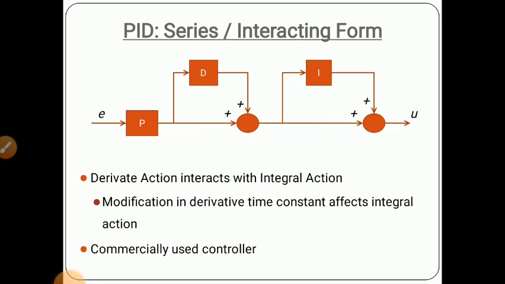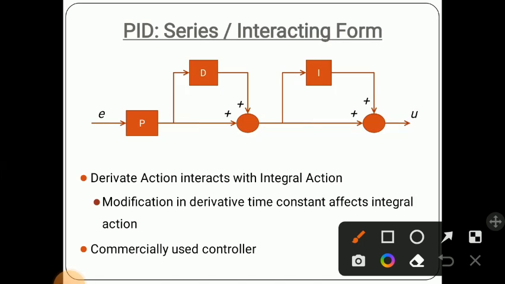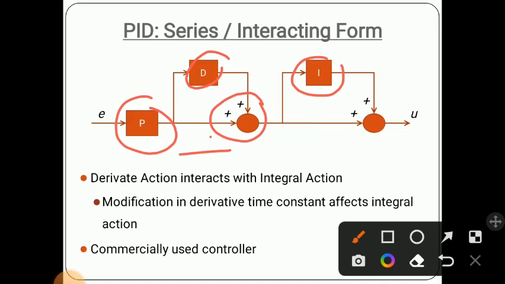Here in this case, proportional, integral and derivative controllers are connected in series form. Now check the blocks. This is the block of proportional, then derivative and integral. All these inputs are given to summing points. This is one summing point where the proportional is added to the derivative. Then in this summing point, this PD control is added to the I control.